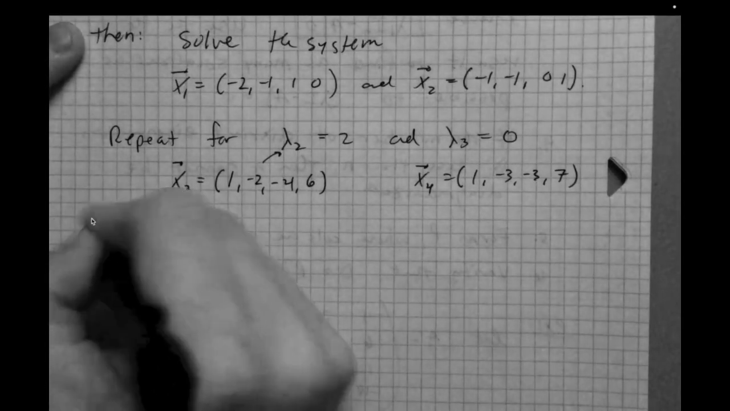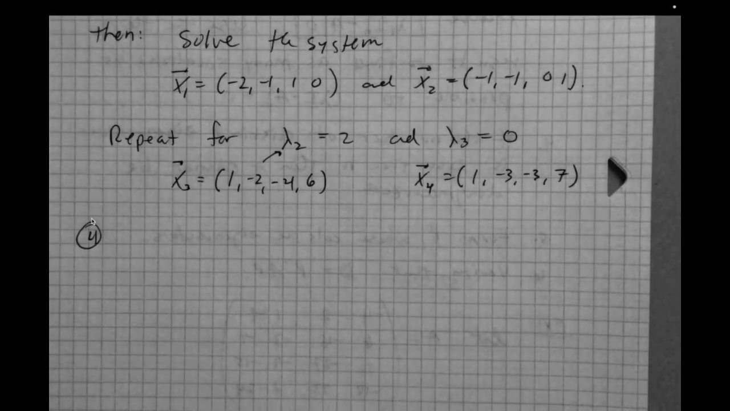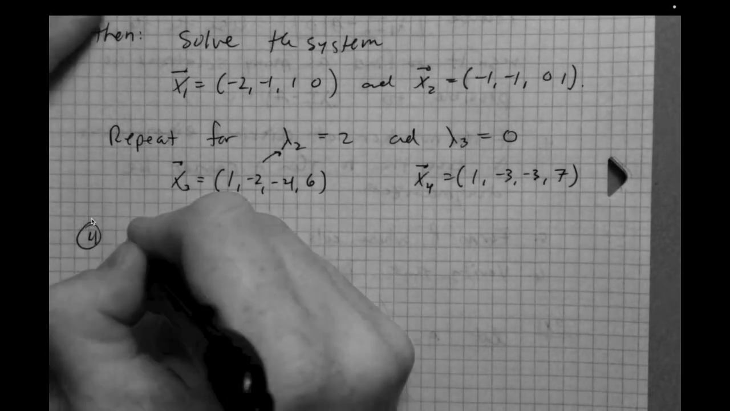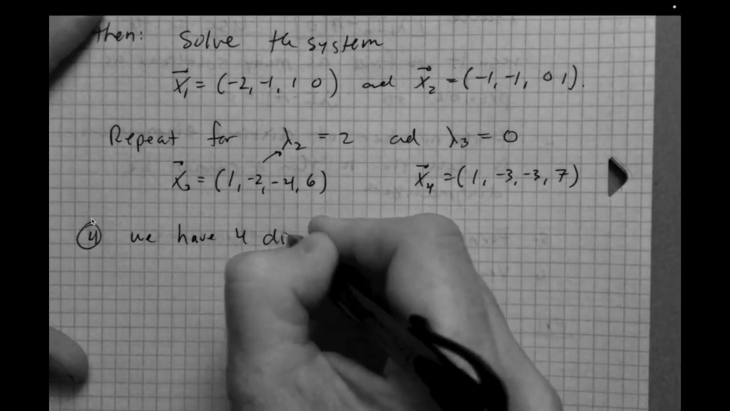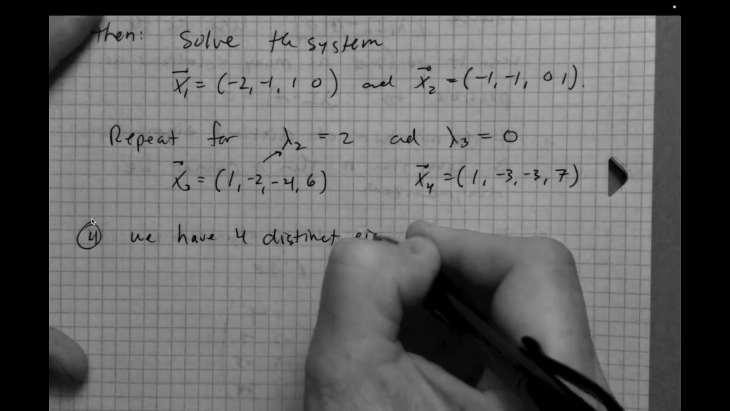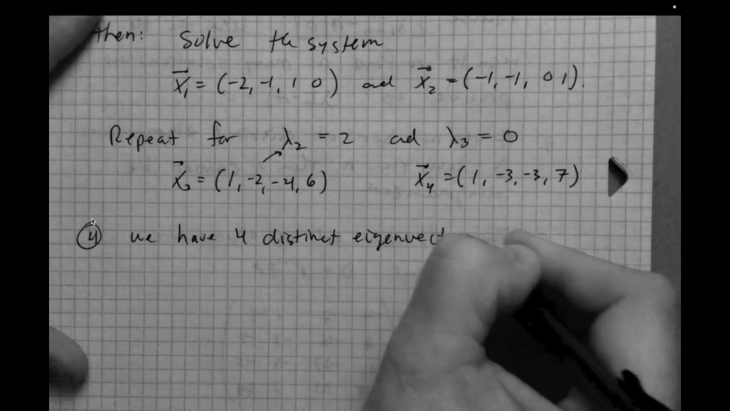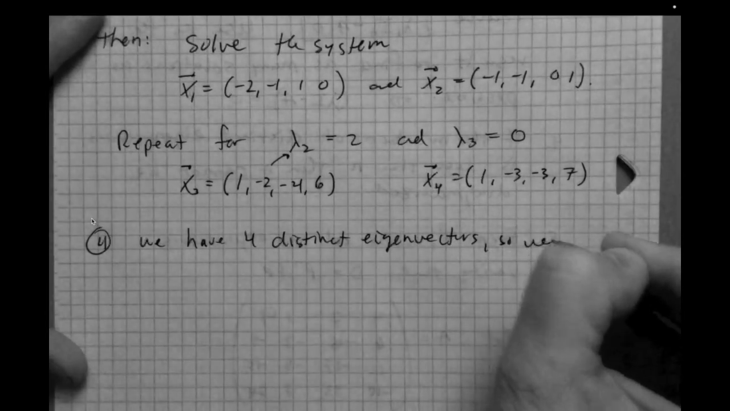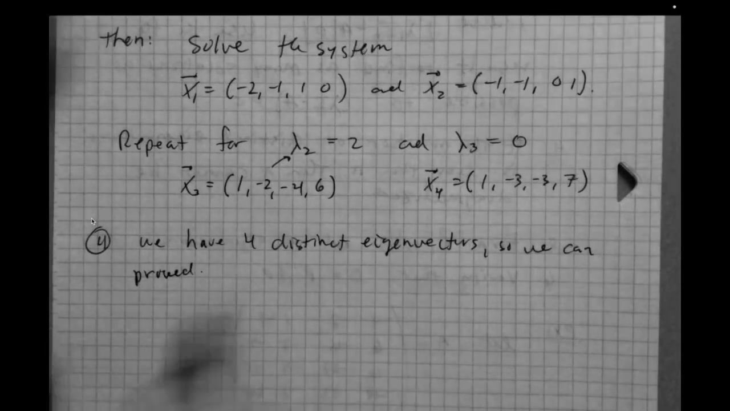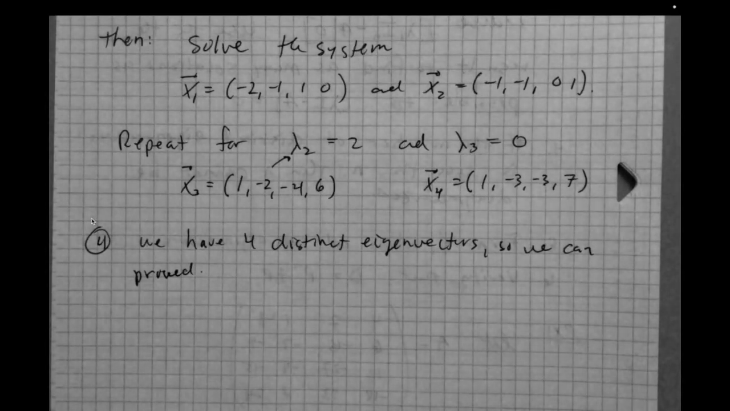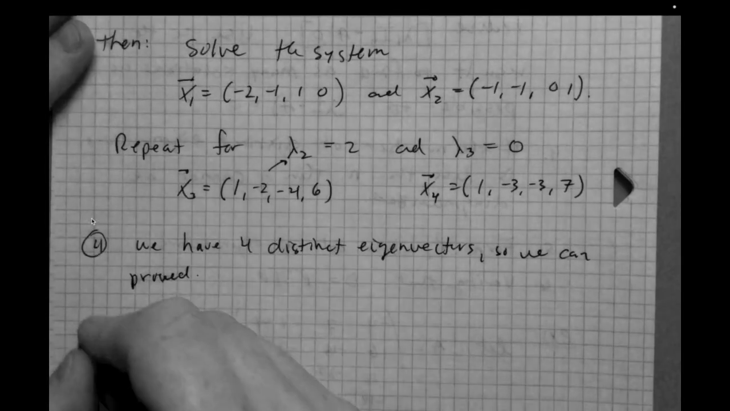So step 4 is to ask, do you have enough eigenvectors? If so, proceed, and we do. We have 4 distinct eigenvectors, so we can proceed. If we could only find 3, then we'd be out of luck. But we have 4. All we need is 4.